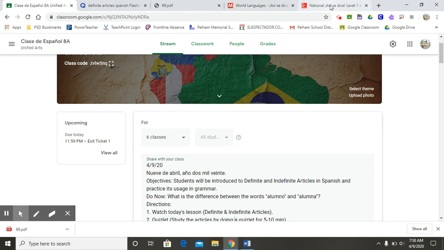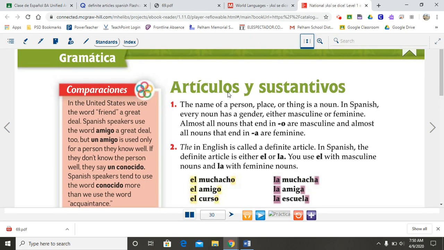Okay, let's get started with the lesson. Today we're going to look at what are called definite and indefinite articles.